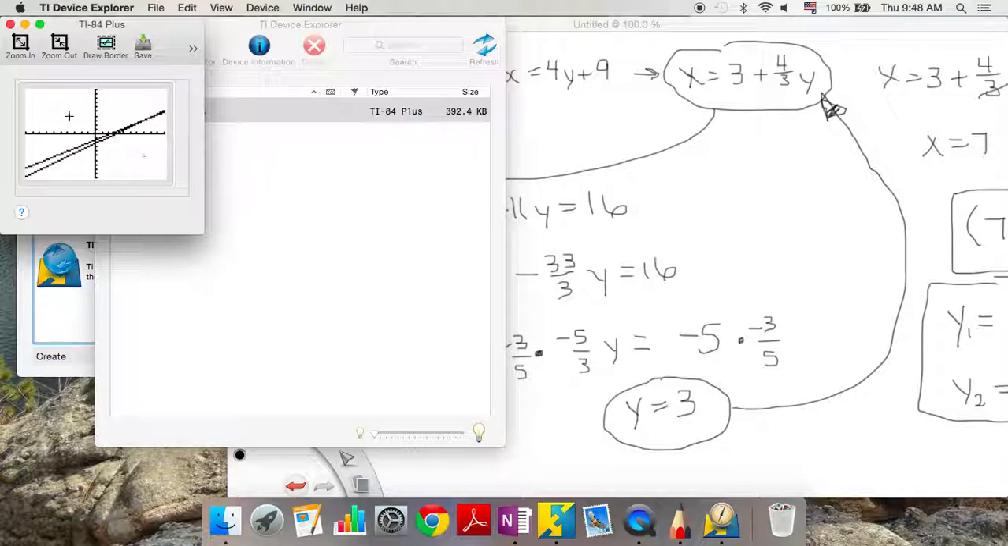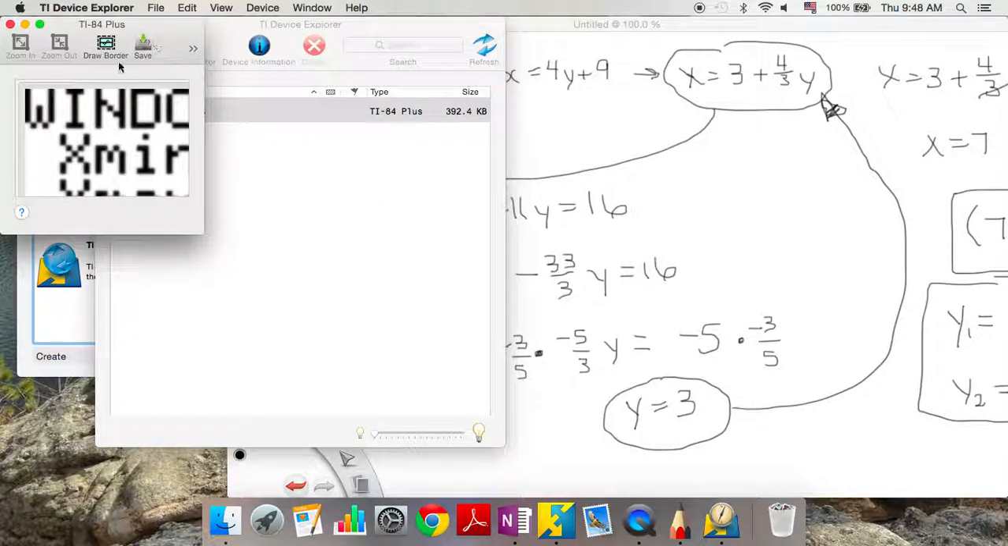All right, so now we have this graph. We have two lines. Now over here it looks like that's where they're intersecting. So let's zoom into that. We're going to change our window so we're just looking at the first quadrant. So change your x-min and your y-min to 0.